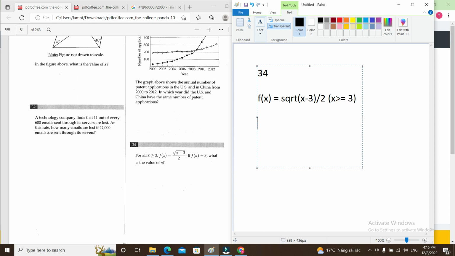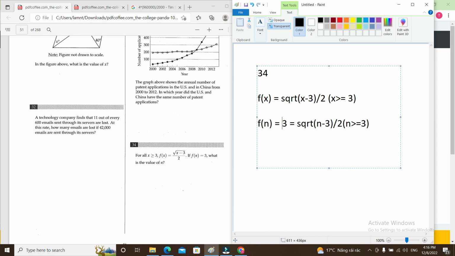Now we have f of n equal to 3. So that means that the square root of (n minus 3) over 2 is equal to 3. With the condition, of course, that n has to be bigger than or equal to 3, right?